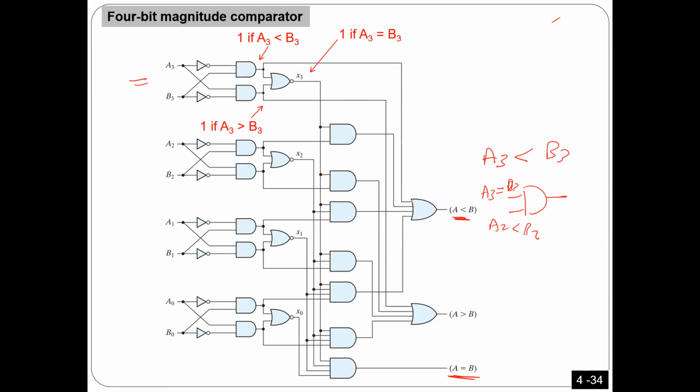So this is for the first one. For the next one here, I have to make sure number 3 is equal. That's why I have this one here, equal. Number 2 is equal, and number 3 is less. That's why I get it from here, less. The other option, the last one I have here, look at this one: number 3 is equal, number 2 is equal.